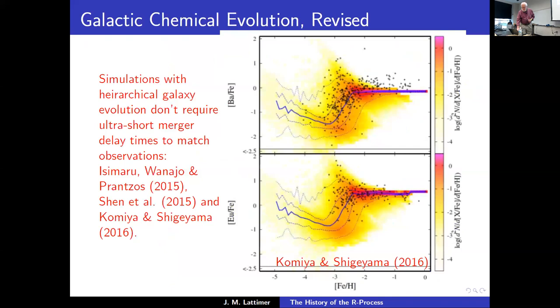And so new galactic chemical evolution models that take into account this hierarchical formation seem to agree somewhat better. Here's a model with neutron star mergers. Again, the dots are the observations, and the colors are contours that show the populations of predicted stars. And so you can see that there's a somewhat better agreement. You can get formation of the R process early on in galactic history, early on in terms of Fe over H.